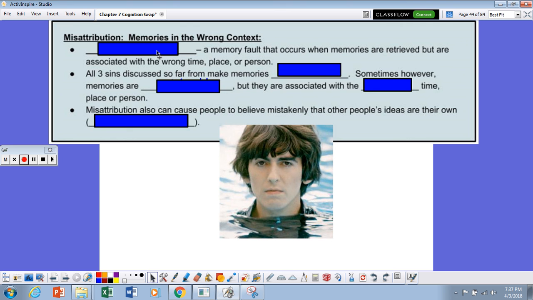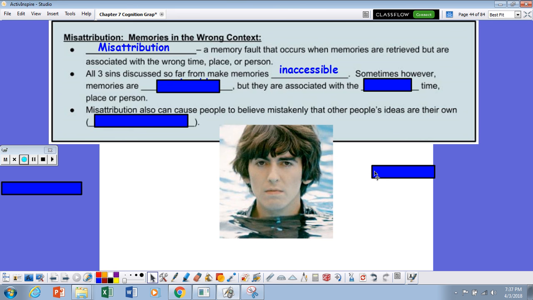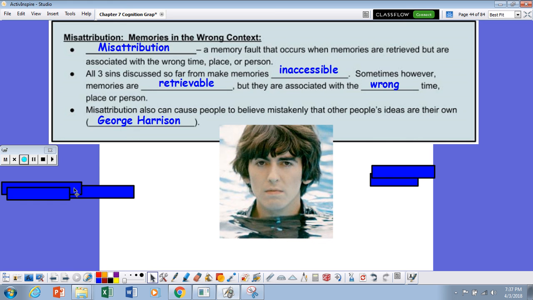Misattribution. The other day we were talking a little bit about this guy, George Harrison, who you see pictured here, and the fact that he might have subconsciously infringed the copyright of another song. Misattribution is a memory fault that occurs when memories are retrieved but are associated with the wrong time, place, or person. Of all the sins that have been discussed so far, these are memories that are retrievable, but they are associated with the wrong time and maybe the wrong place. Misattribution can cause people to mistakenly believe that other people's ideas are their own. Sorry, George.